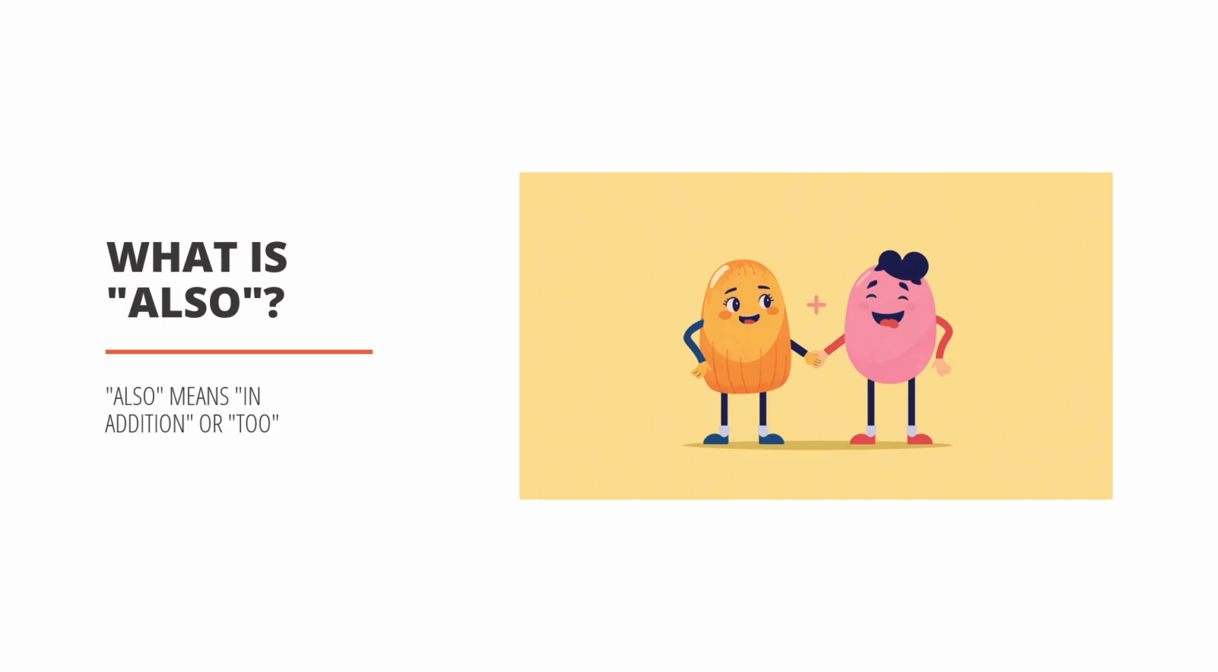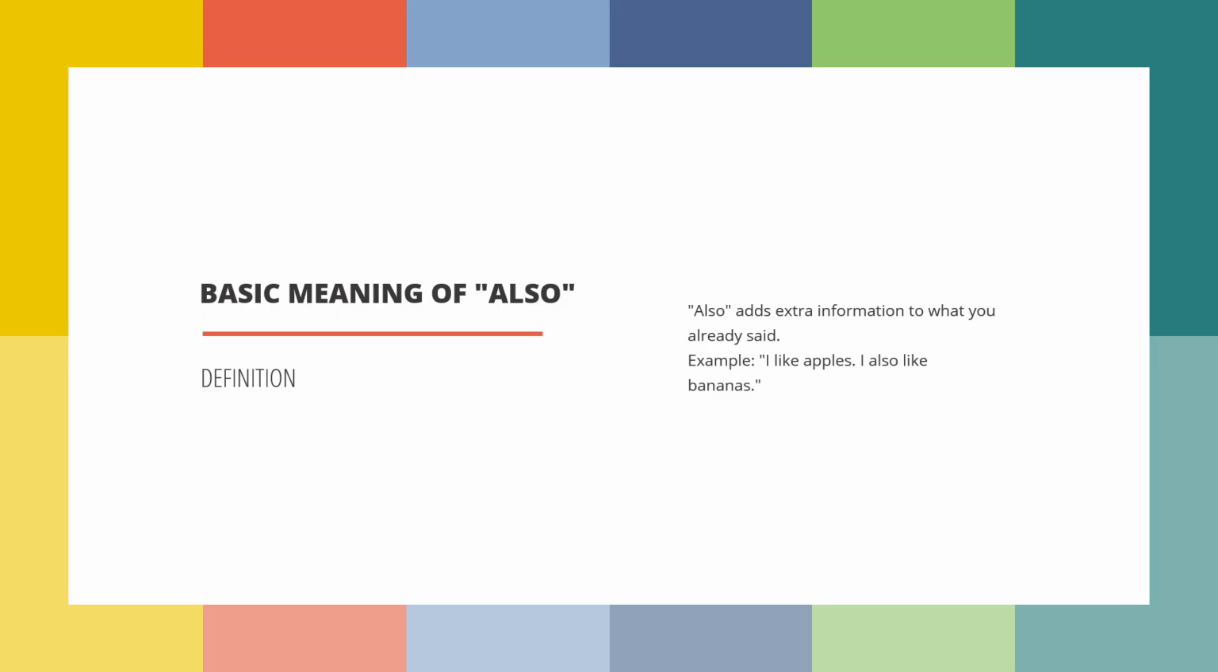The word also is very easy to understand. It means in addition or too. We use it when we want to add more information to what we are saying. It's a connecting word that makes our sentences more complete. Let's look at the basic meaning. Also helps us add extra information.